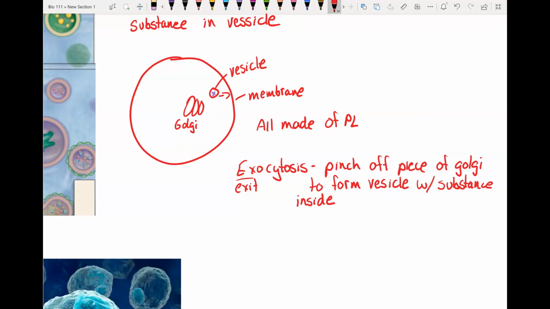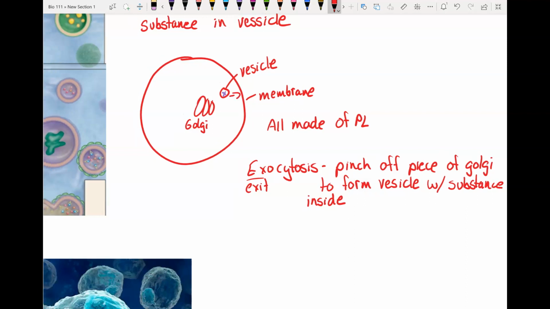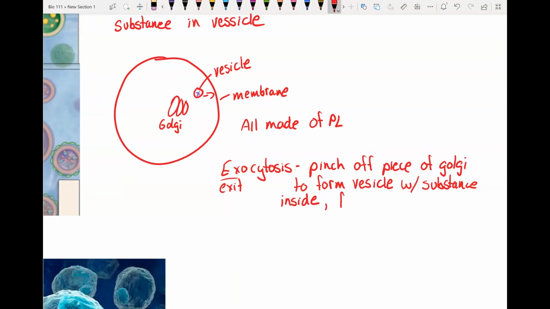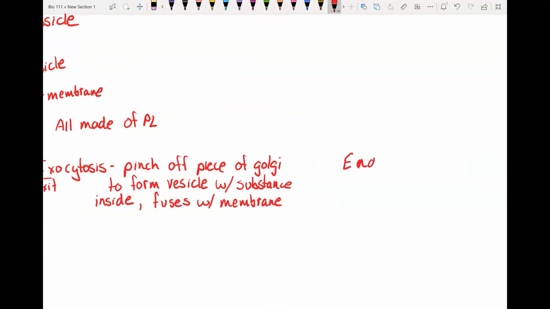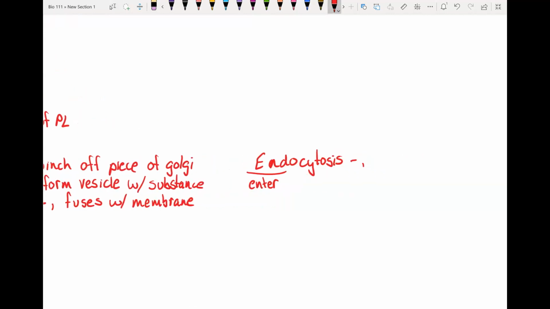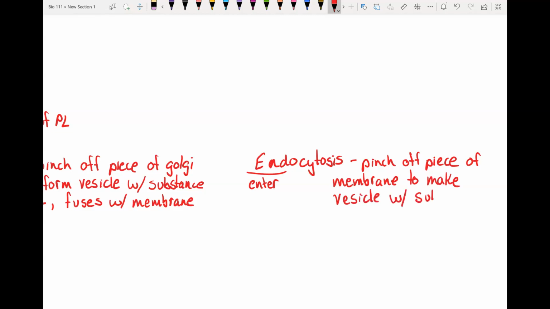It then moves to the membrane, and because the vesicle is made of phospholipid and the membrane is made of phospholipid, they simply fuse together. And now your substance is outside the cell. We can also do endocytosis. So think of enter. This is where you pinch off a piece of the membrane to make your vesicle with your substance inside.